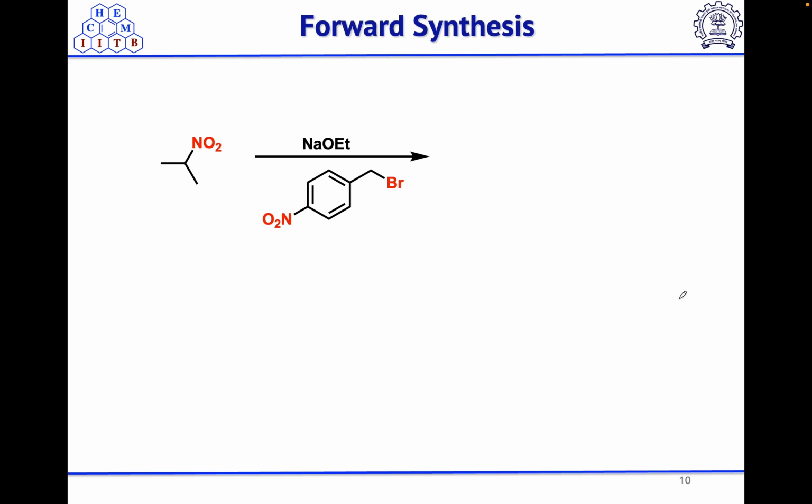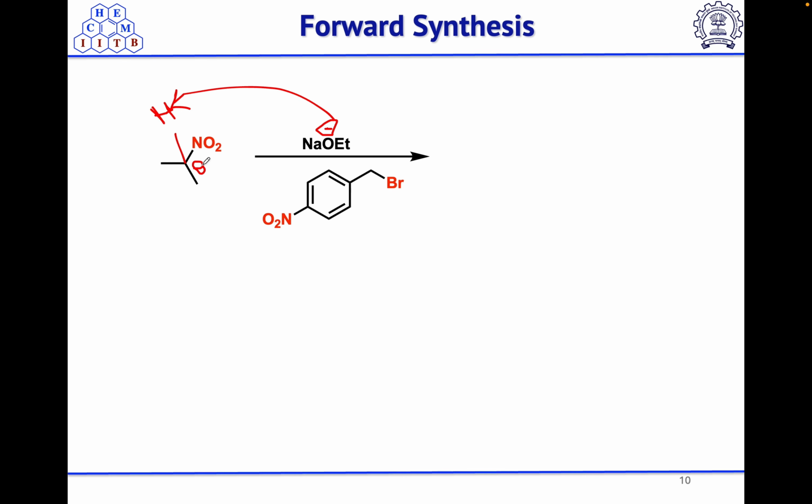If no doubt, then we just move on to the forward synthesis. So this nitroisopropyl group we have, and we are treating it with sodium ethoxide, basically Na plus OEt minus. It is a base, the pKa is around 15 to 16. So basically it will abstract some acidic proton. The acidic proton is this one. So it will abstract this acidic proton and generate the corresponding carbanion.